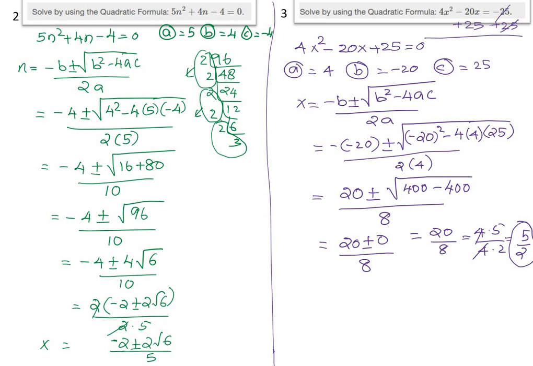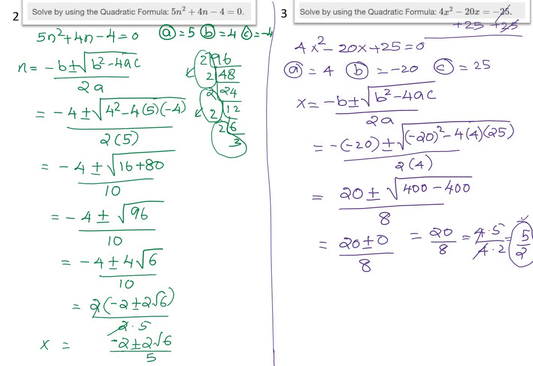According to the fundamental theorem of algebra, every equation of degree 2 has exactly 2 solutions. So here we have only one solution, but it is a repeated solution. That means we have 2 equal solutions. The solutions are 5 by 2 and 5 by 2. So this is the conclusion.